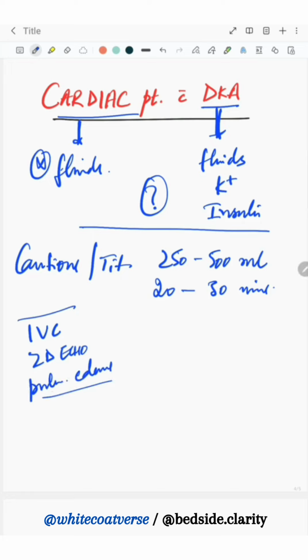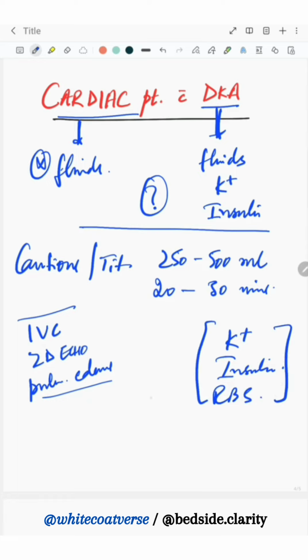Since the rest of the management more or less remains the same, that is about the potassium, about the electrolytes, insulin bolus we have to avoid in a new onset MI, and so we can directly start the infusion of the insulin along with RBS monitoring every 1 hour for the initial hours of DKA management, and maybe we can shift the patient to the ICU for better care and better management of the condition. But we have to be very cautious in such kind of patients with the fluids, with the electrolytes, and with finding out the cause of the DKA.